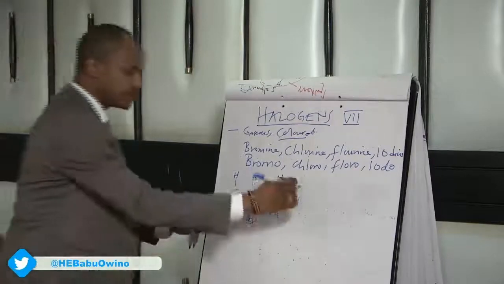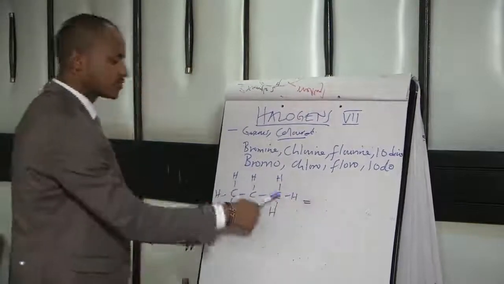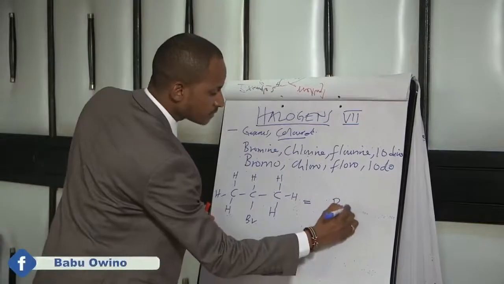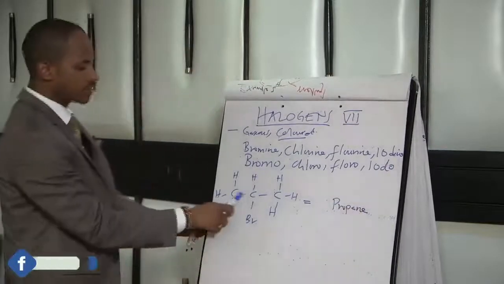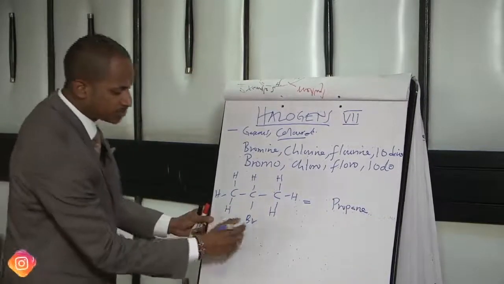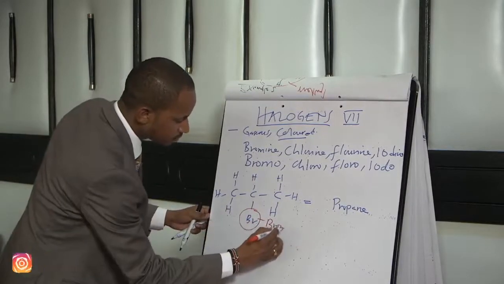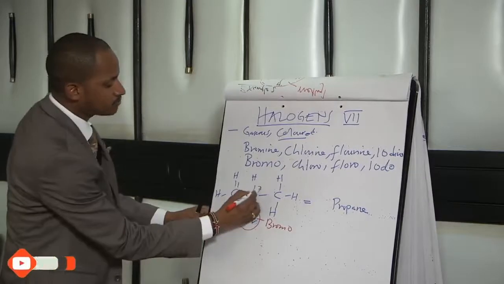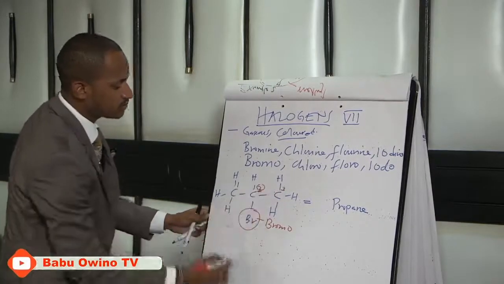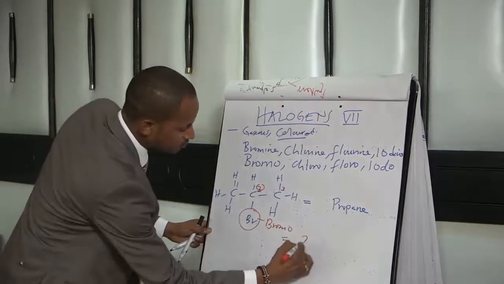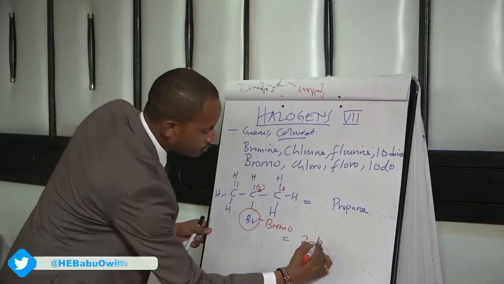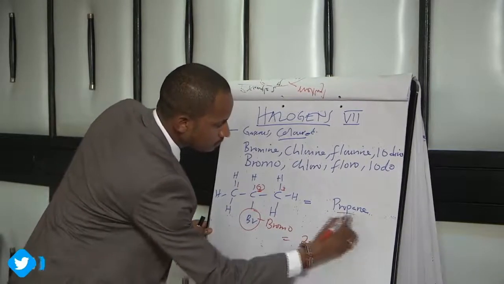Number 1, identify the longest continuous chain, which is 1, 2, 3. If it is 3, it is propane. Then because we have a bromine branching, it is bromo. This is the branch. So it is bromo. But on which carbon atom? 1, 2, 3. On the second carbon atom. So the name of this is 2-bromopropane.